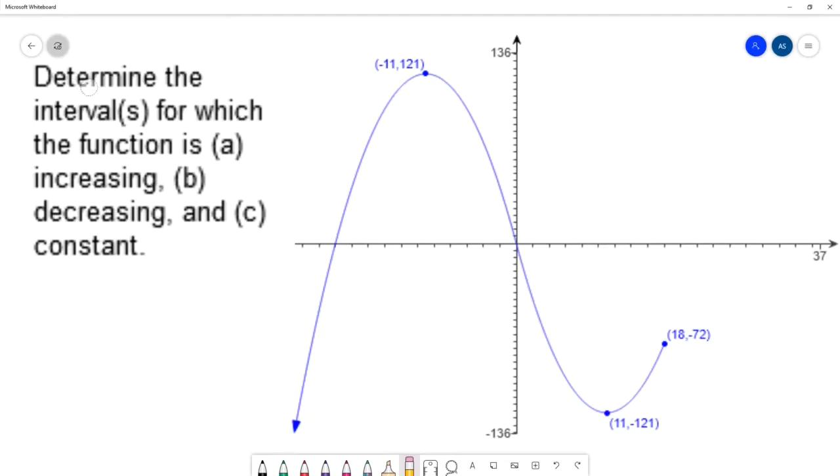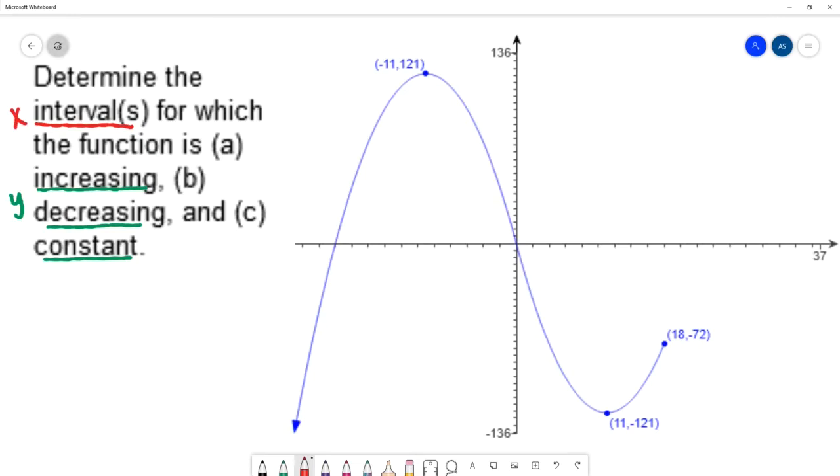In this example, it says determine the intervals for which the function is increasing, decreasing, and constant. And we're given this picture of a function. Now the words increasing, decreasing, and constant are words that we use to describe the y values. The intervals that we write down, these are intervals of x. These will describe where the graph is increasing, decreasing, or constant.